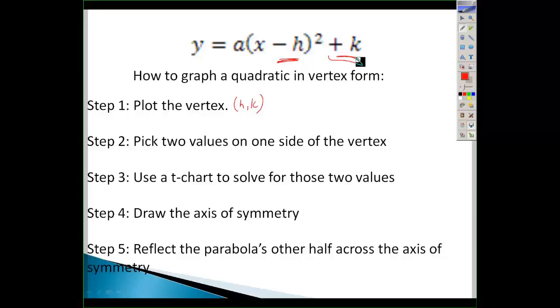All right, so this is debatable between yesterday's method and today's method, which way is faster, but we're going to go through it, and this is called vertex form.